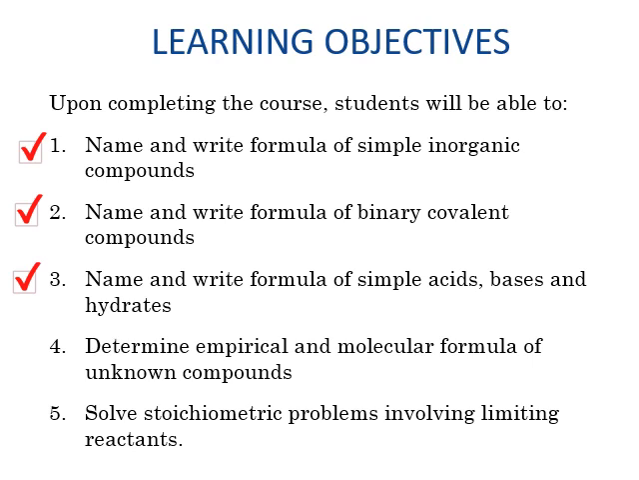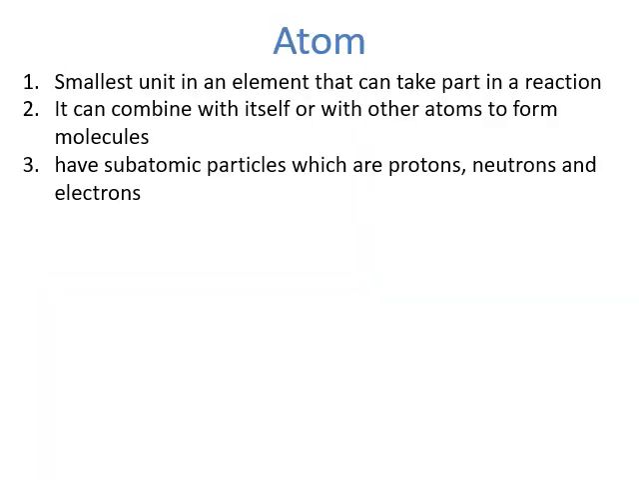Now we're going to see the empirical and molecular formula of the unknown compound, how to calculate the empirical and molecular formula, and then how to solve the stoichiometry problem involving limiting reactant. So we're going to learn much more on calculation in this part. Okay, first things first, what is an atom?